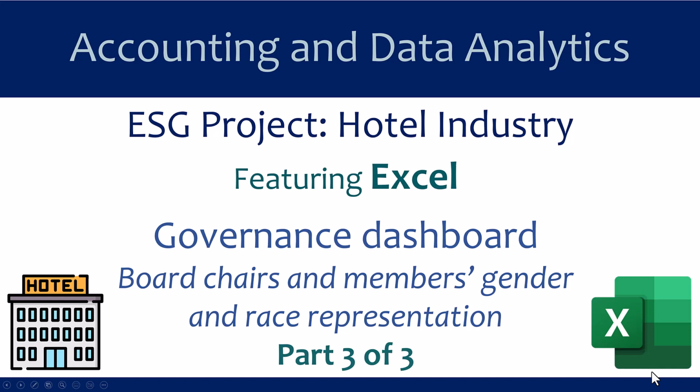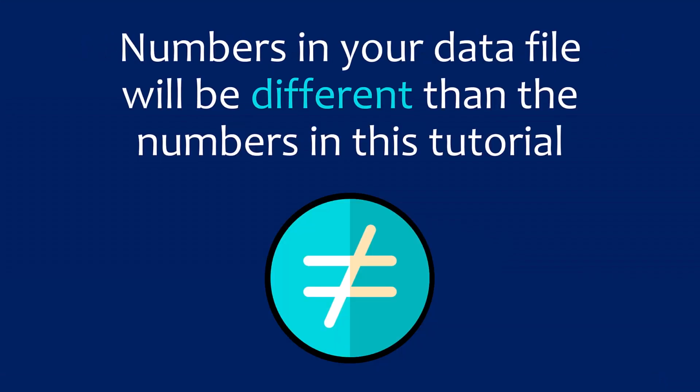In this third governance dashboard tutorial, we are going to walk through how to create a dashboard for the governance metrics related to board chairs and members' gender and race representation. The numbers in your data file will be different than the numbers in this tutorial, but the steps will be the same. You do need to follow closely along with what I'm showing here.